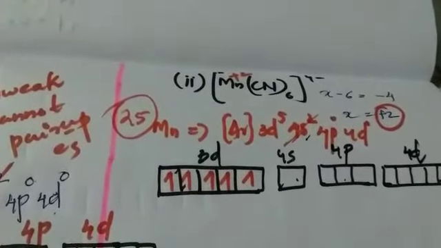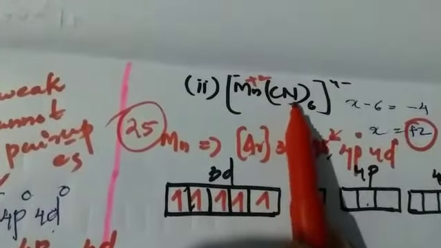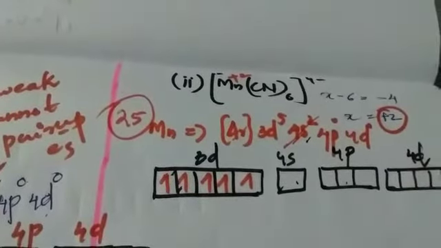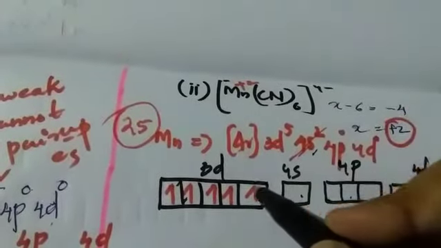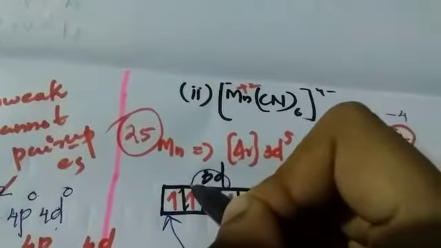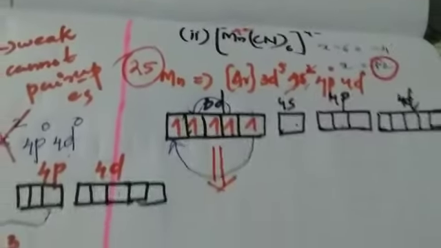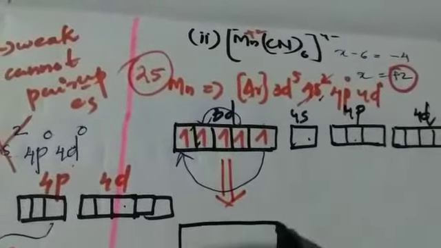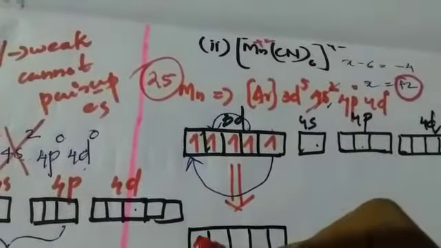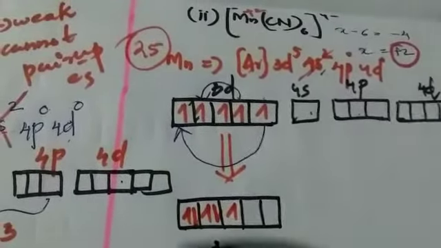Okay, after writing the electronic configuration, students, the next step is to check the ligand. CN is a strong ligand, so it can pair up the electrons. Then how will it pair up the electrons? Look, this electron will come here and this electron will come to this orbital. Then it will become like this. 1, 2, 3, 4, 5. The 3d will become like this.